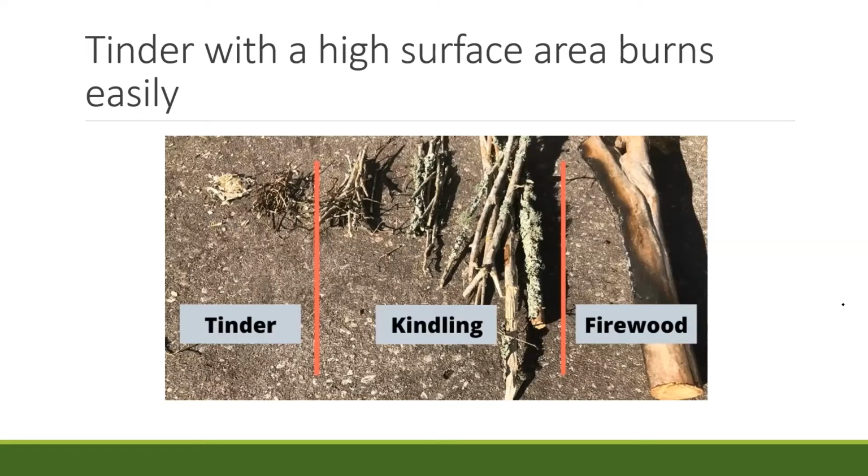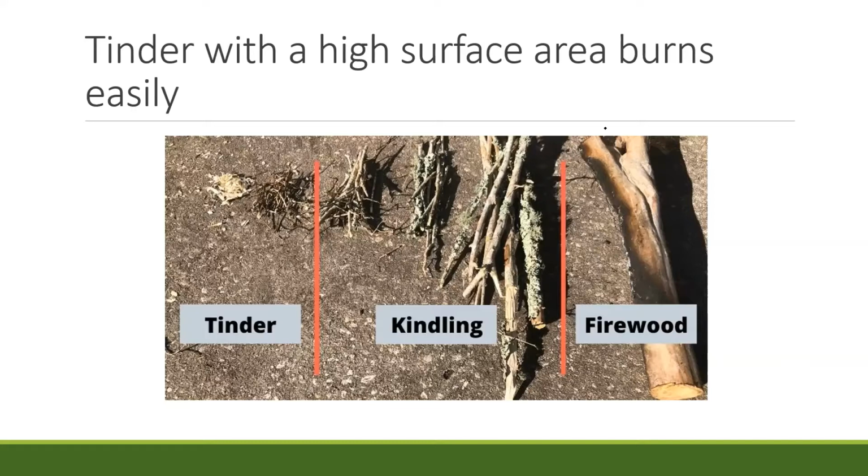The reason the tinder burns so well is because it's got such a high surface area. You can get pieces of bark that are really stringy, and each string has just as much surface area as a piece of kindling. So it's like trying to burn hundreds of tiny sticks at once, and that's why it burns so quickly. Then you use that quick reaction to burn other things.